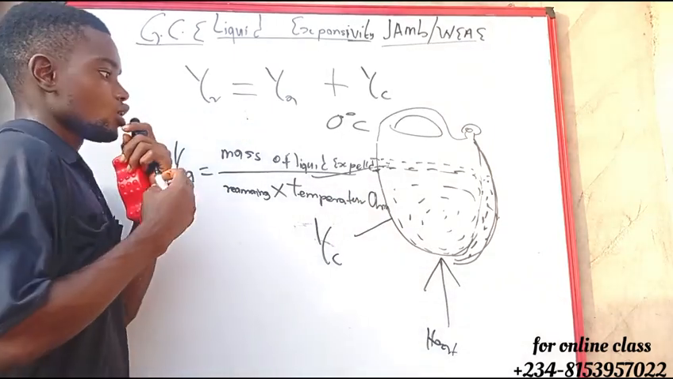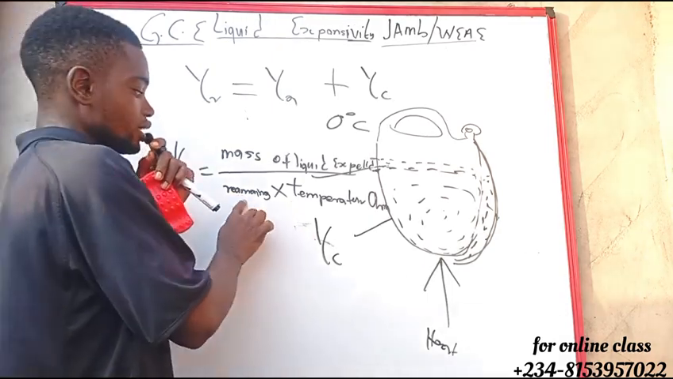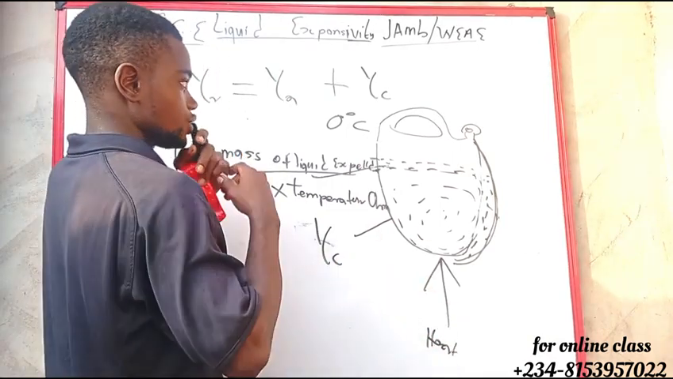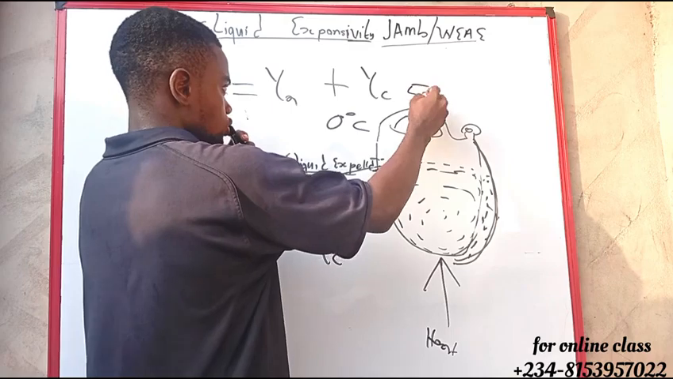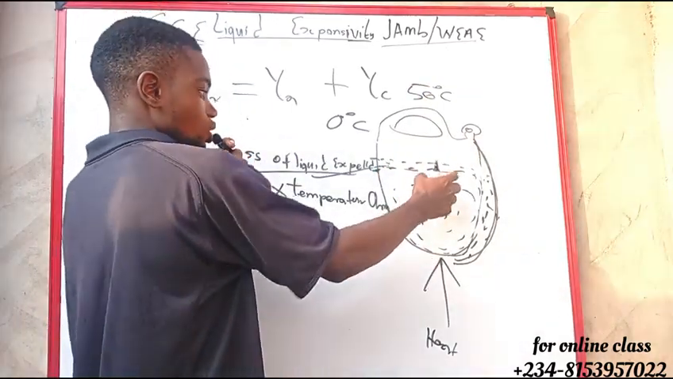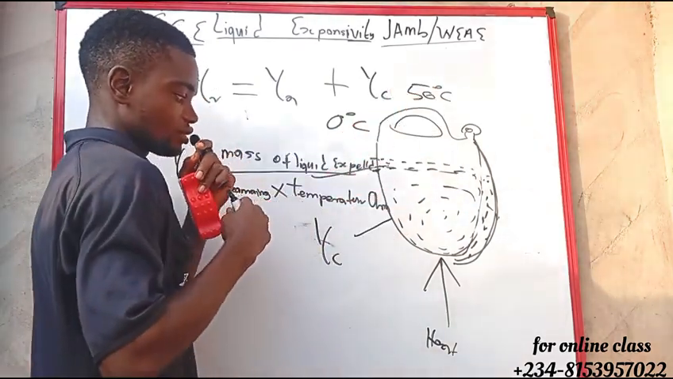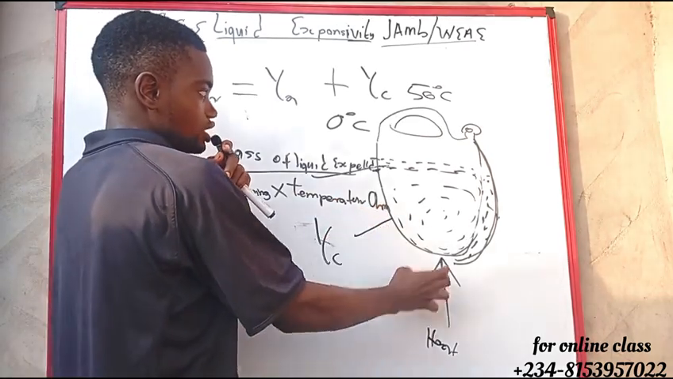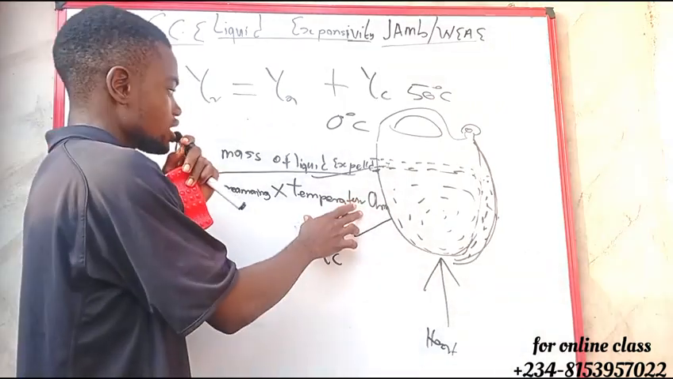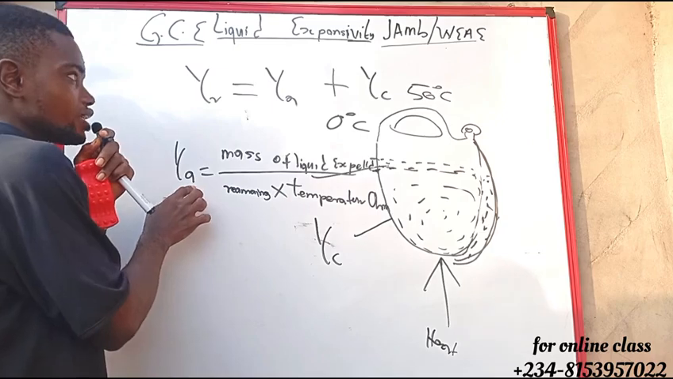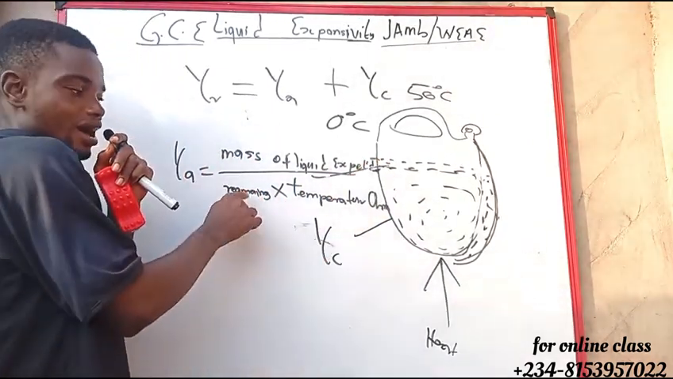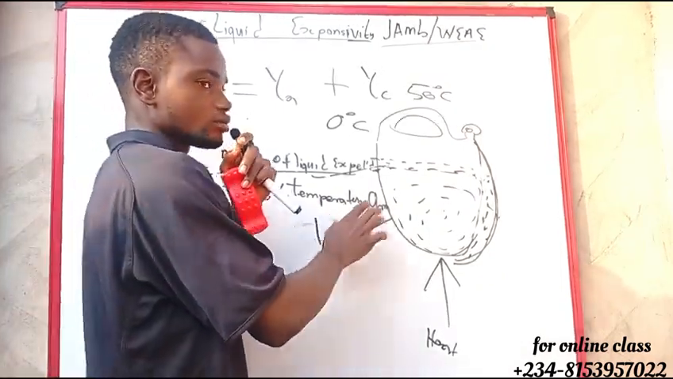Now, what do we mean here? What we mean is the mass of liquid expelled. There's no way that you're going to increase the temperature, maybe from 0 degrees Celsius to 50 degrees Celsius, and the liquid will still remain. Some liquid is going to be expelled, and that liquid has mass. And also the temperature change from 0 degrees Celsius to 50 degrees Celsius is going to be recognized. Now, in order to get the apparent expansivity, it is the mass of liquid expelled over the remaining mass times the temperature change.